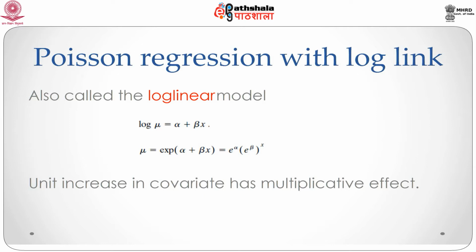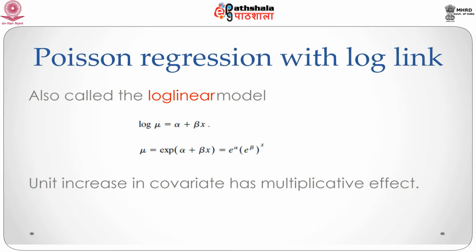This is also called the log linear model. So the log linear model simply says that log of mu is equal to alpha plus beta x. Or put in a different way, that mu is equal to e to the power alpha plus beta x, or e to the power alpha into e to the power beta times x.